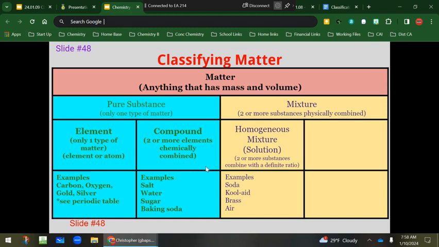So what's the other type of mixture if it's not homogeneous? What's the opposite of homo? Hetero. Heterogeneous. Two or more substances combined in no definite ratio. Combined in no definite ratio, ladies and gentlemen.